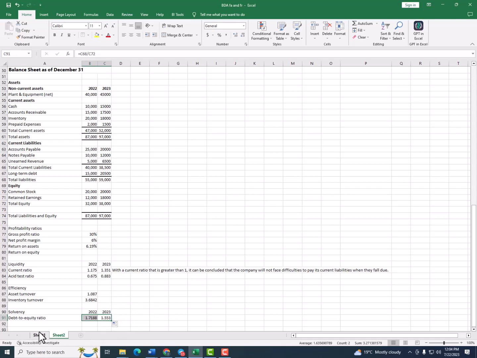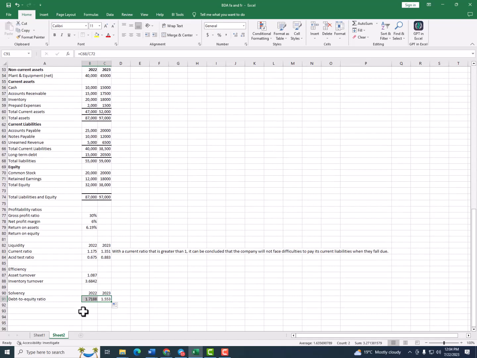That's the debt to equity ratio. We can see that the debt to equity ratio has been declining, right? And we can interpret this and say, with a debt to equity ratio that is greater than 1, it implies that the company's assets are financed more by debt than equity. This could expose the company to higher financial risks, right? We can interpret it as such.